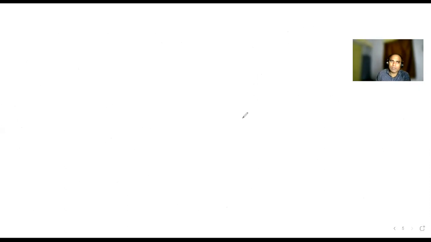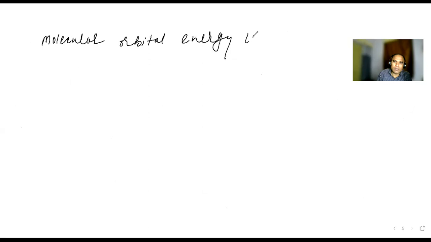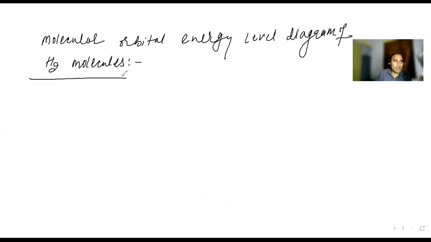Now let's move. See, the MO diagram. What is the diagram? That is the molecular orbital energy level diagram. They are talking about the molecular orbital energy level diagram of the H2 molecule. So how can we study the molecular orbital energy level diagram if we have the H2 molecule?